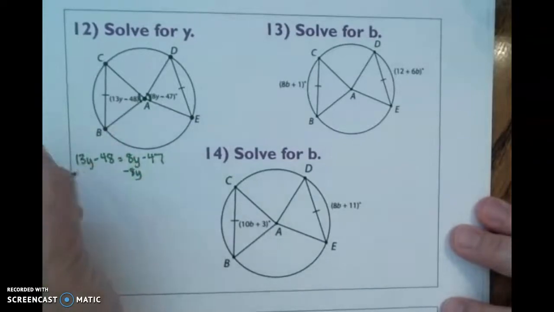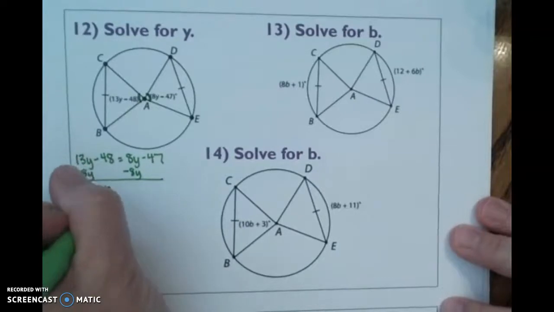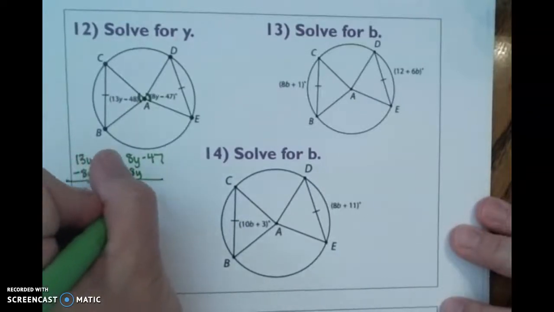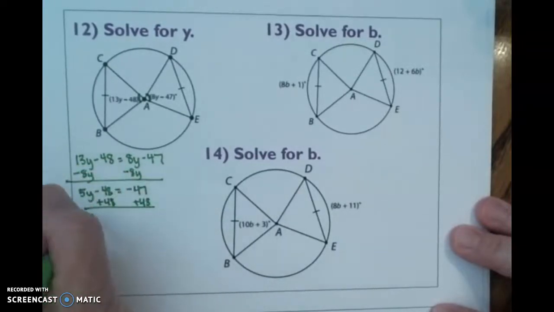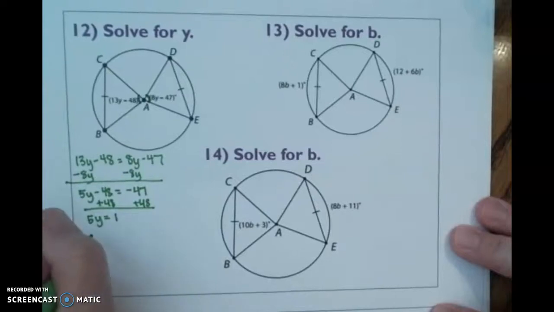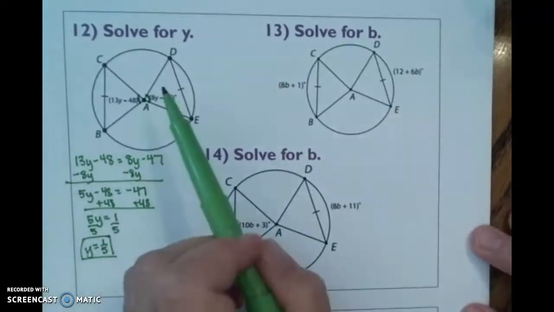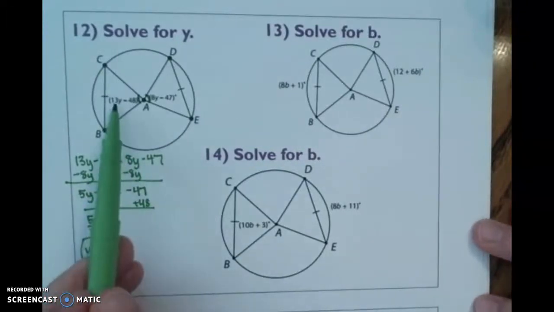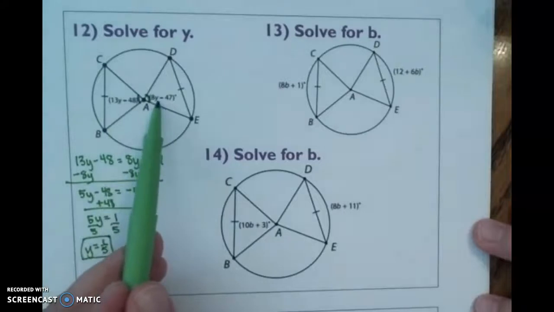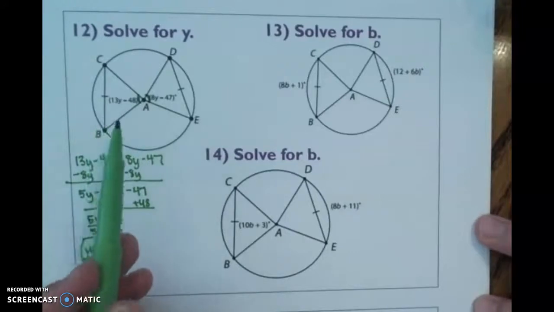So I would subtract 8y. So we get 5y minus 48 equals negative 47. Add my 48. So 5y equals 1. Divide by 5. So y is 1/5. Okay. Question asks us to solve for y. That's what we did, so we're finished. You could check your work by substituting 1/5 into this side, substituting 1/5 into this side to make sure those two angles are the same measure or congruent to each other.